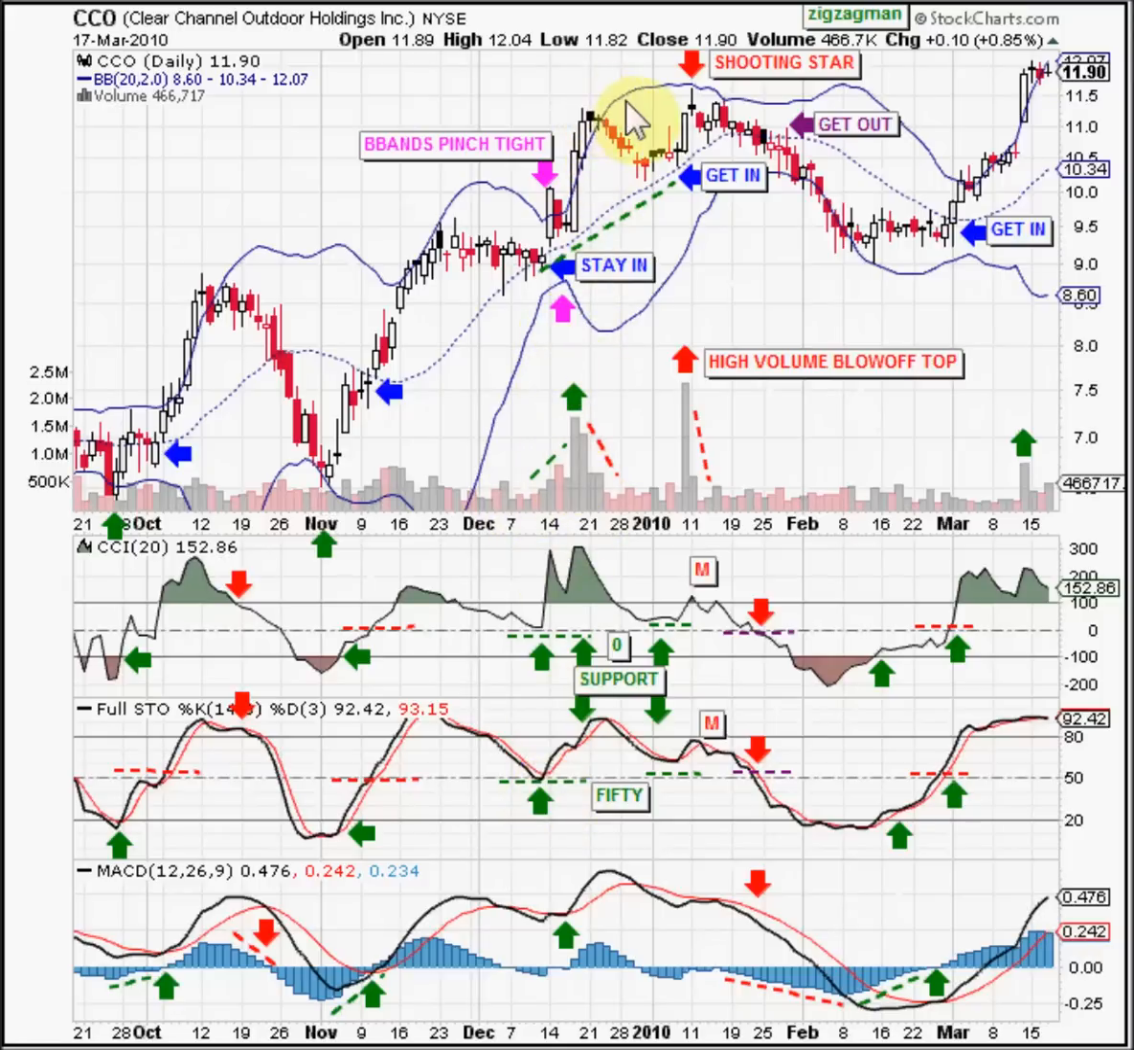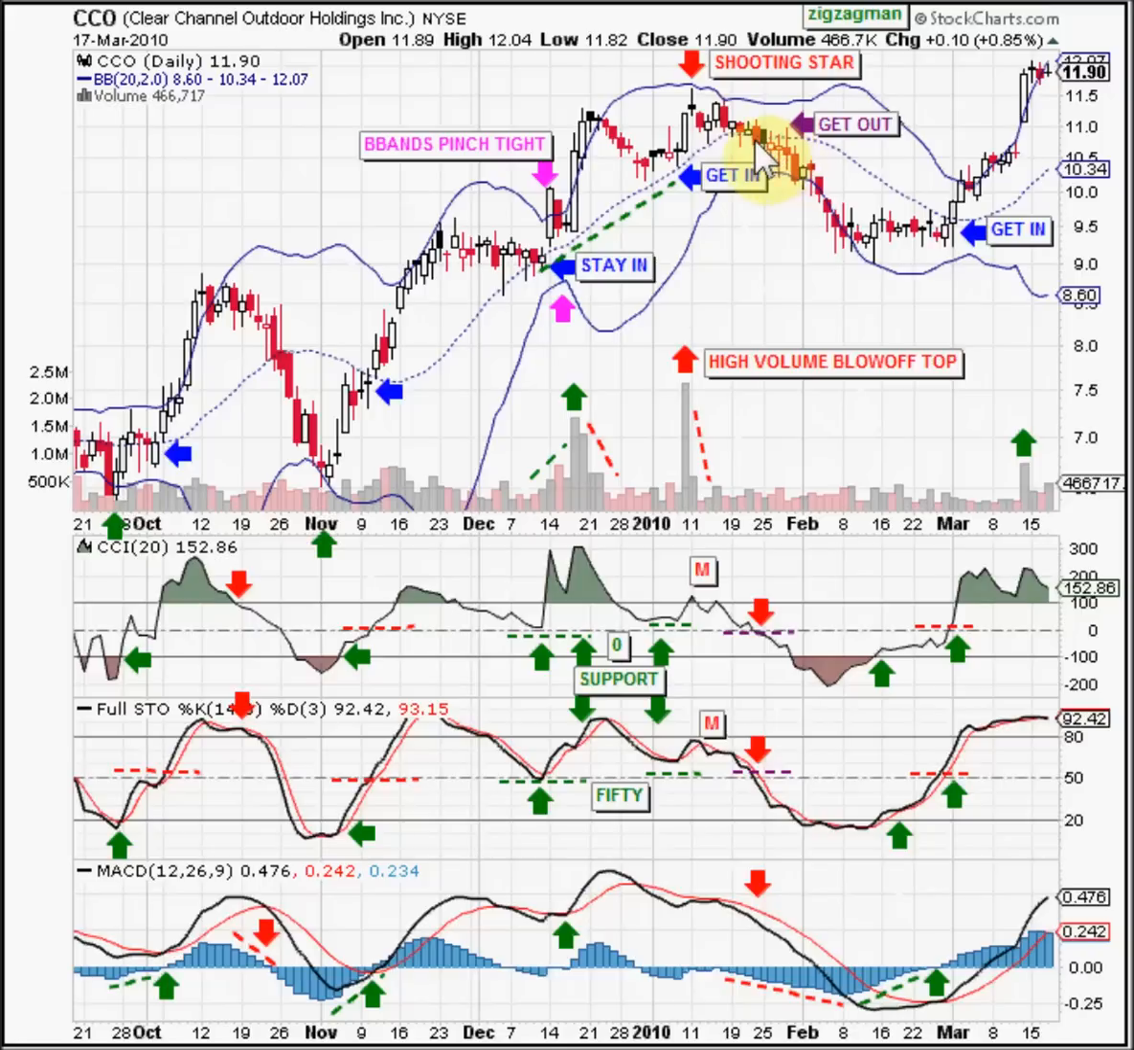Too vertical, needs another pullback. It's a little sharper this time. Okay, but he also finds support at the middle Bollinger Band. He finds support at the 0 line of the CCI and the 50 line of stochastics. Okay? Then he gets into trouble. Volume falls off dramatically. He comes down, touches the middle Bollinger Band, and fails right there that day, that big red candle.